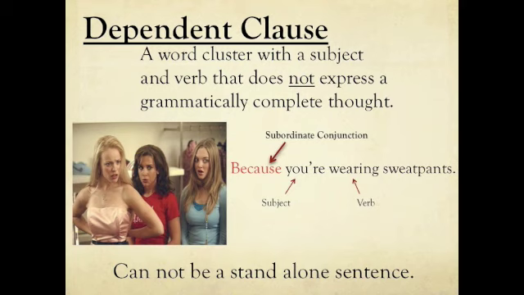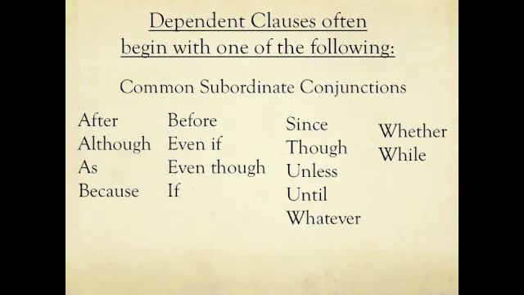You can tell a dependent clause because it usually begins with a subordinate conjunction such as because, if, since, or while. These are only a few subordinate conjunctions. For a more complete list, consult any grammar handbook.